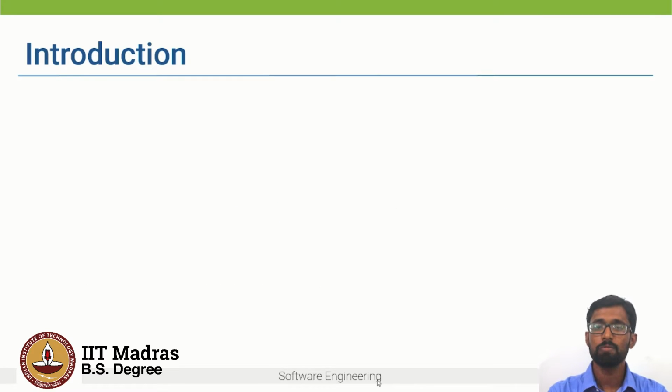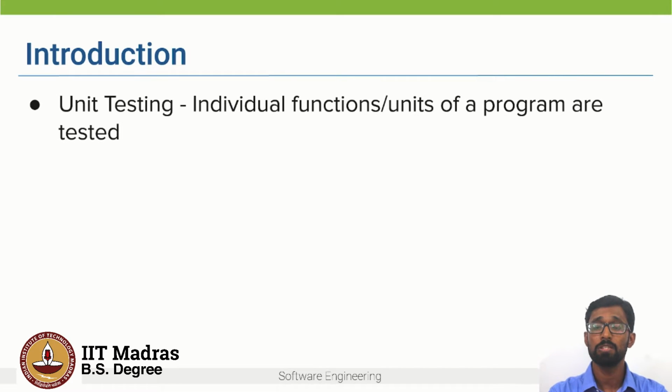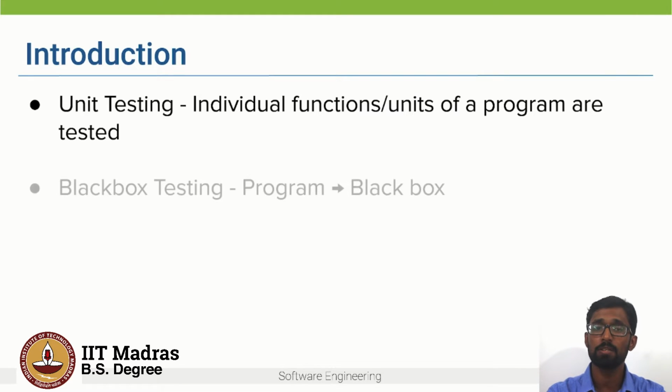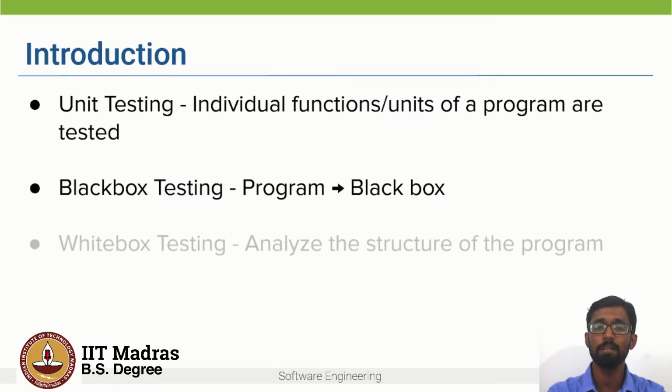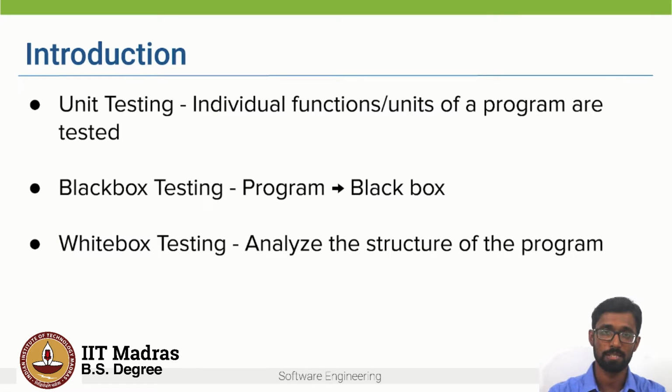In the previous video, we looked at unit testing. So we saw that in unit testing, we test individual functions or units of a program. And now in this video, we are going to look at different ways in which we can do this. And two ways in which we can do that is through black box testing and white box testing.